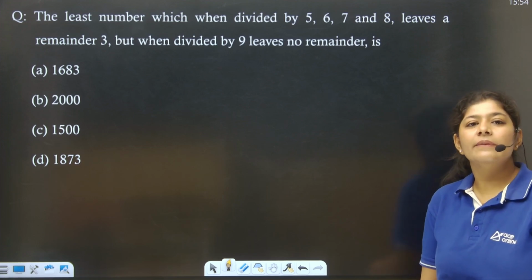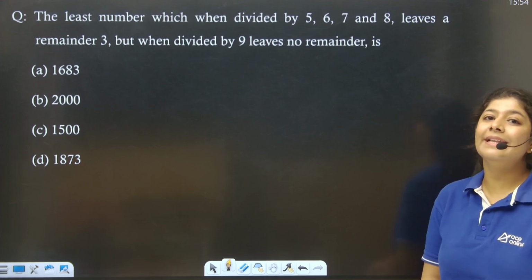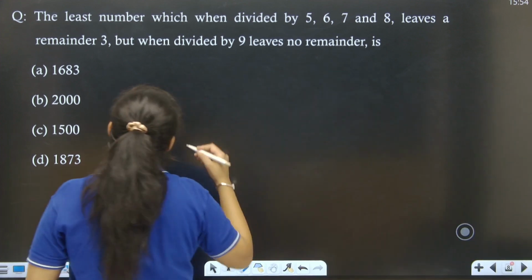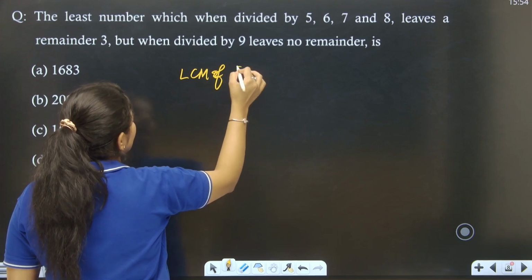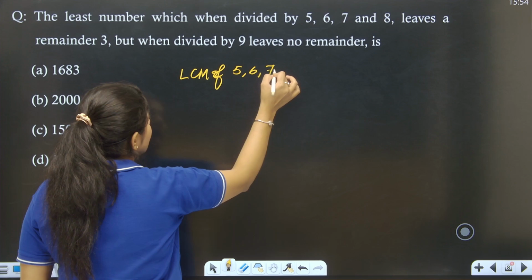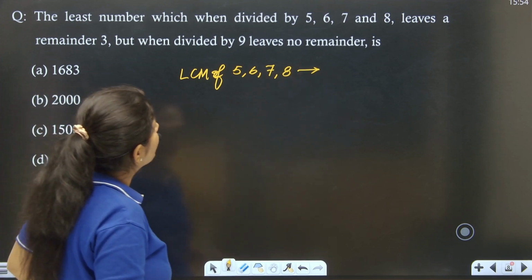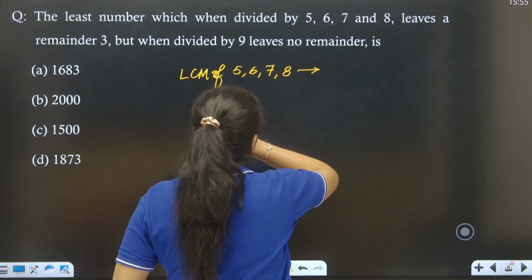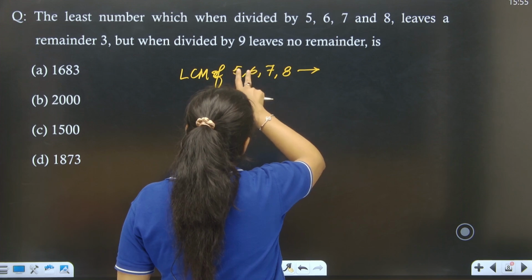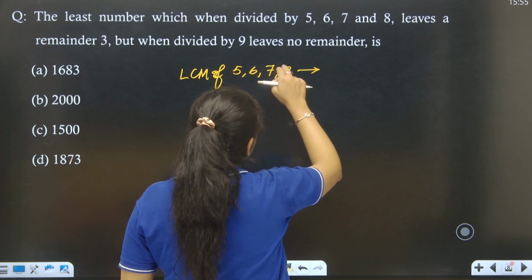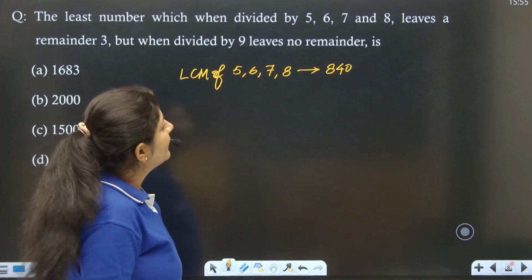Whenever we have this kind of question, we simply need to find out the LCM first. The LCM of 5, 6, 7, 8 is nothing but 840. Here we can say the factor 2 is common. The LCM that we got over here is 840, right?